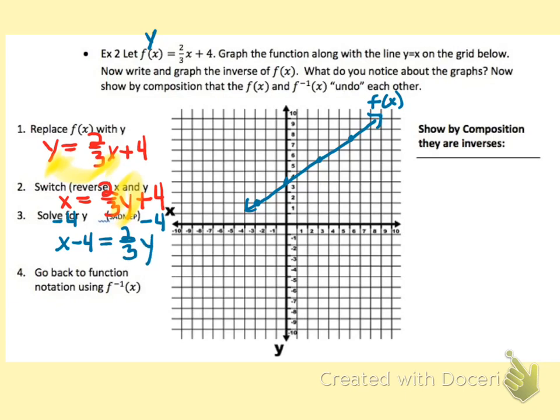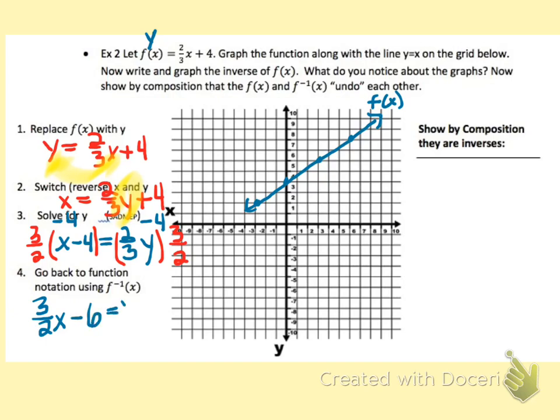y. And then to get the y by itself, the easiest thing to do would be to, instead of dividing by 2/3, in order to undo that, we could instead multiply by 3/2. And that means we have to multiply the entire other side by 3/2. And when we do that and we distribute that 3/2 through, we end up with 3/2 x, and then 3/2 times minus 4 is minus 6.